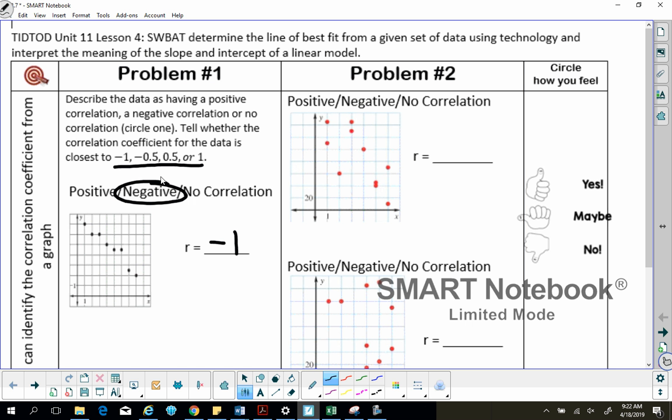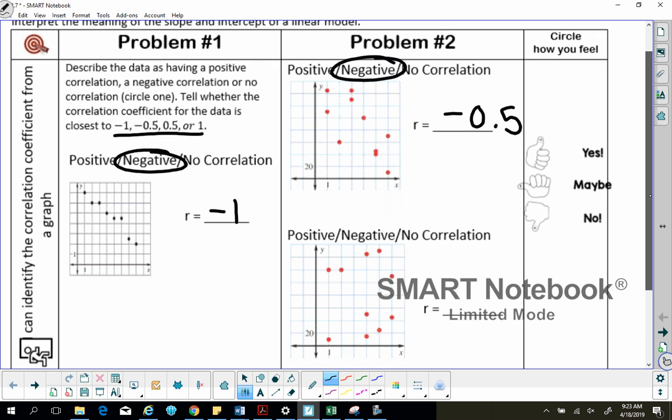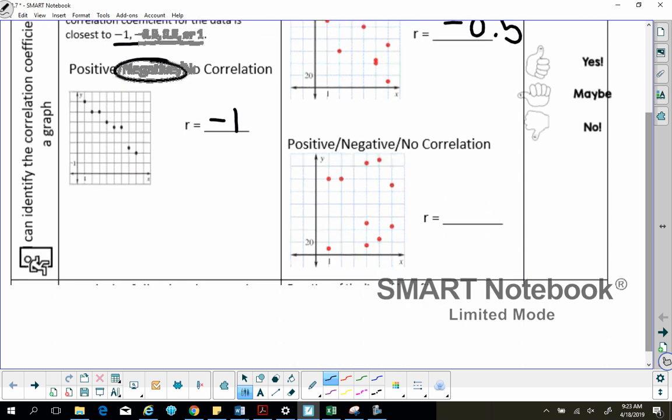Cool. Jasmine, what about this one? Positive, negative, or no? It is negative. And it's pretty weak. So which one would it be? Negative 0.5. Good. What about this last one? It's all over the place, right? It's no correlation, so it would be closest to 0.